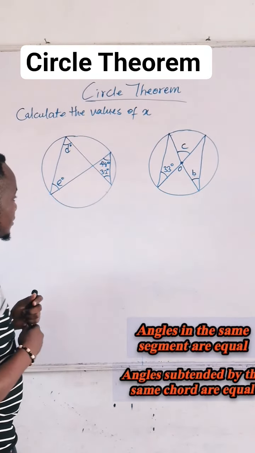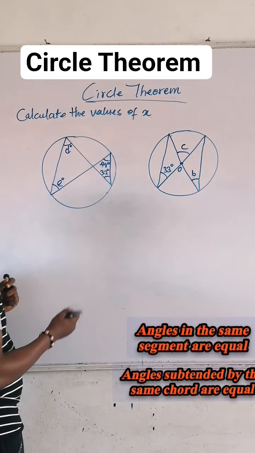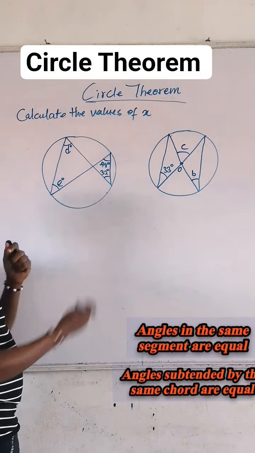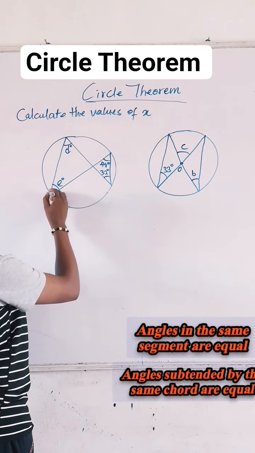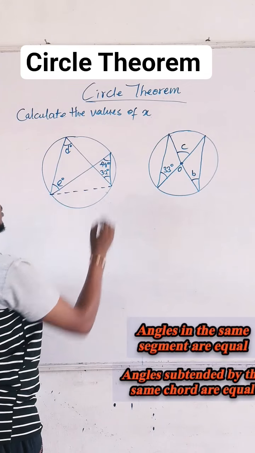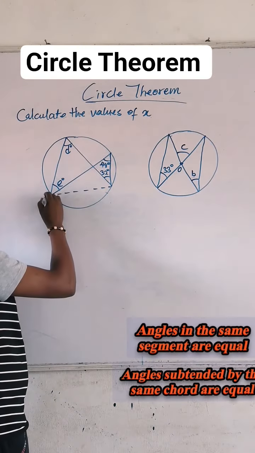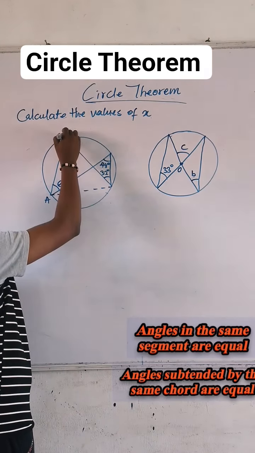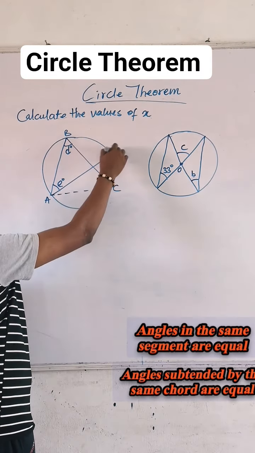So now look at it. Where is the chord? Now you may want to ask the question. If you see this type of question, just introduce your chord. Now this is the chord. This is the chord. Now that is the chord. Now this angle, let's call this one A, and here is B, and here is C, and here is D.